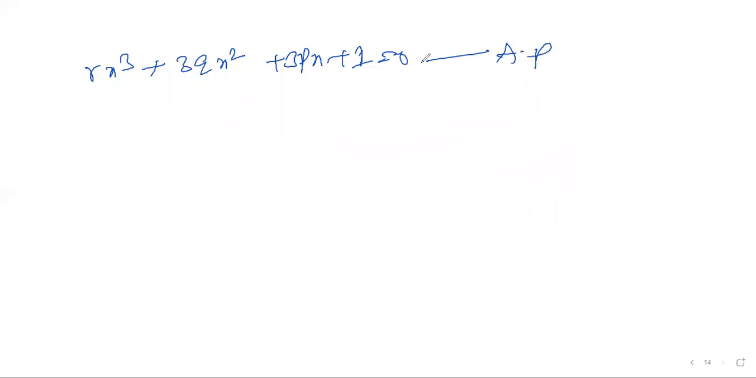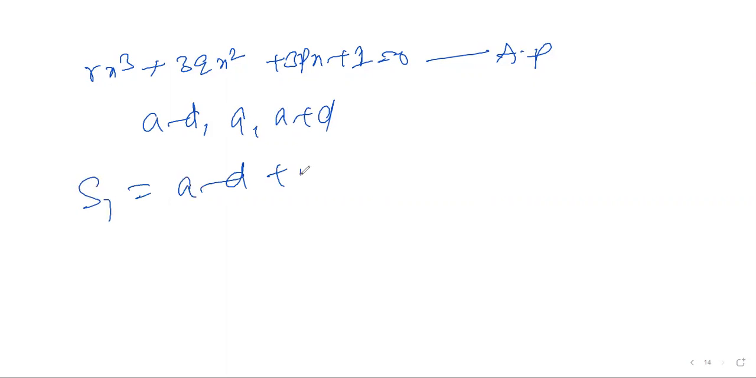What is the latest question now? Rx cube, 3q x square, 3px, 1 is equal to 0. Now this is in AP, HP converted to AP. So AP means I assume the same roots: a minus d, a, a plus d. Again apply S1. The d's cancel. 3a is equal to how much? S1 is equal to minus 3q.